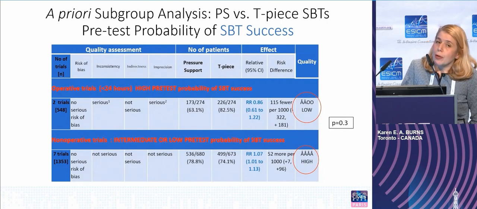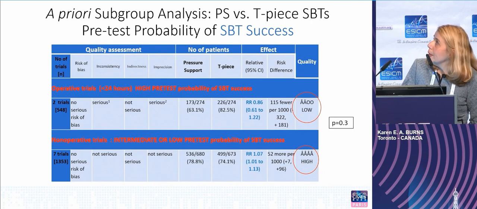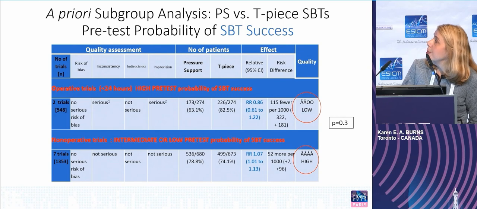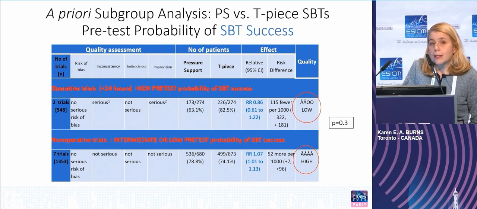We also a priori planned to look at a subgroup analysis of the pressure support versus T-piece SBT trials to look at the pretest probability of SBT success, so not extubation success here.